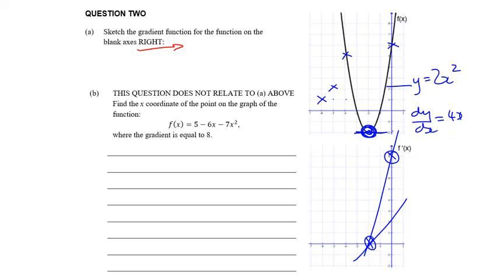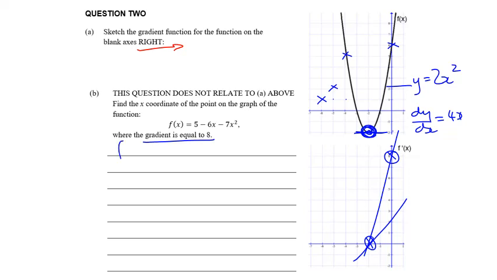Okay, next one. Sorry, can you see the difference between achieved and merit there? Right? Did anyone get a merit for that one? This one here. Next one, not many. This question does not relate to A above. So we're ignoring that now. We're just doing this one. Find the x-coordinate of the point on the graph of the function where the gradient is equal to 8. What am I going to be doing here? Why am I differentiating? Because it says the gradient equals 8.